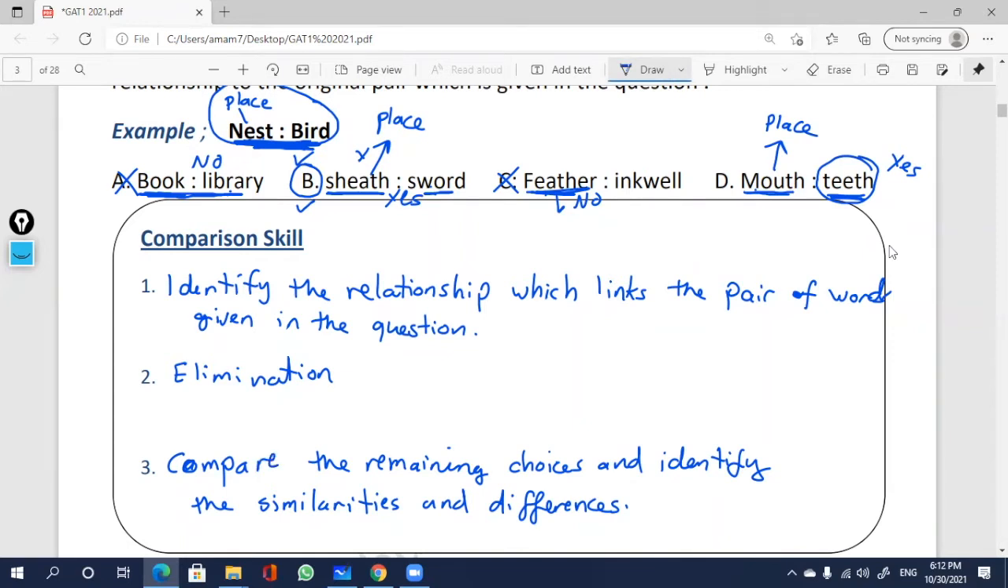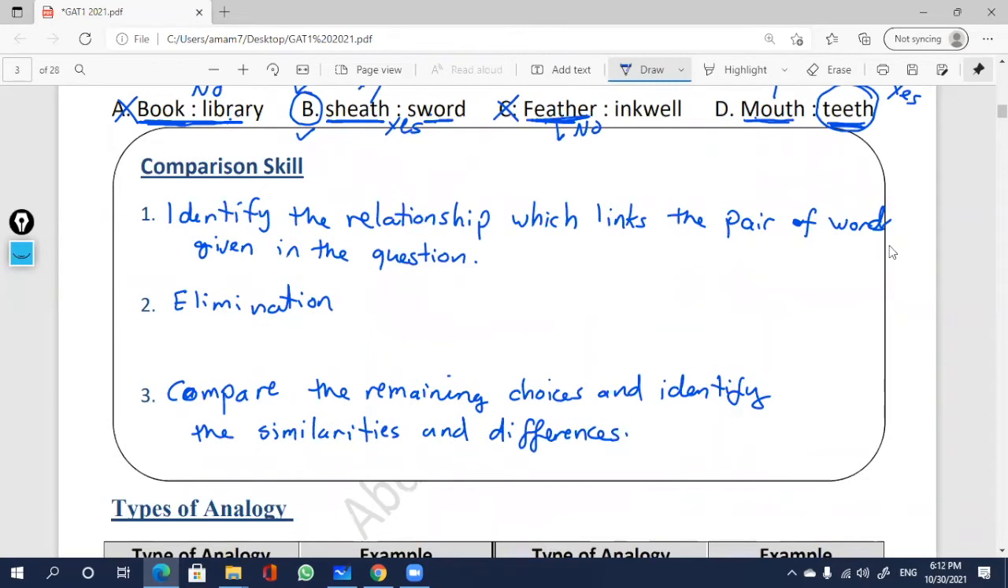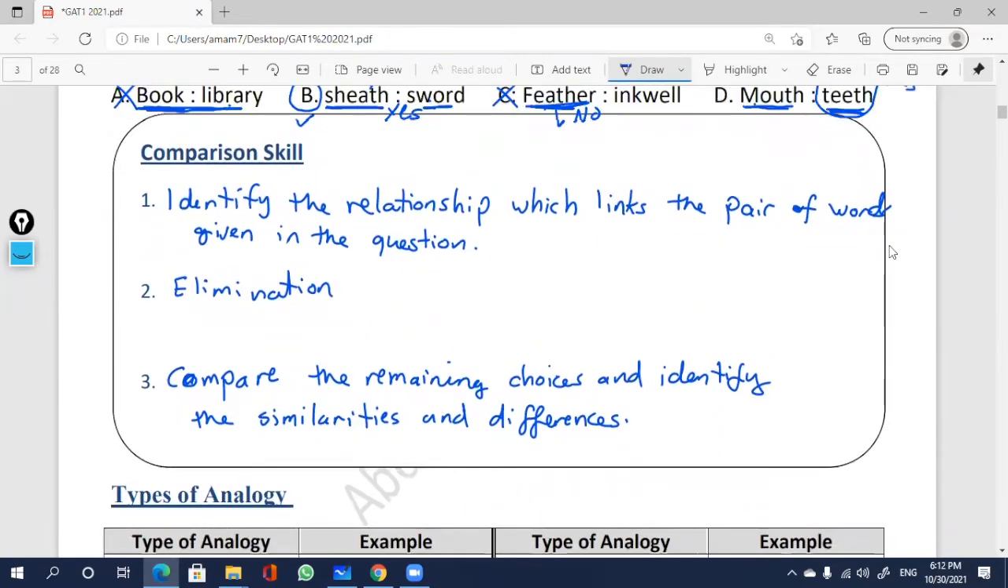Okay, now we're gonna discuss the type of analogies. Okay, do you have any questions about this point, comparison skill? Where is the chat?